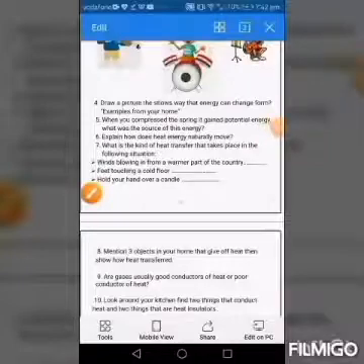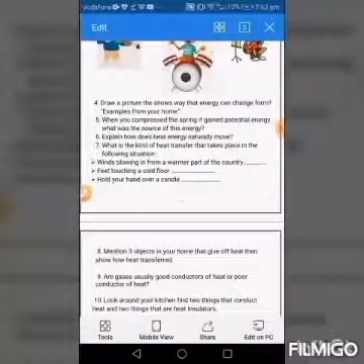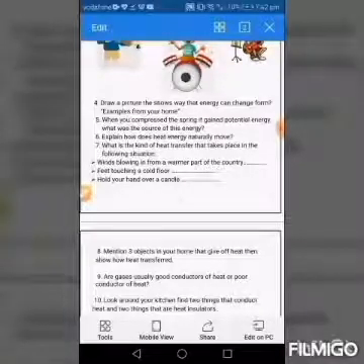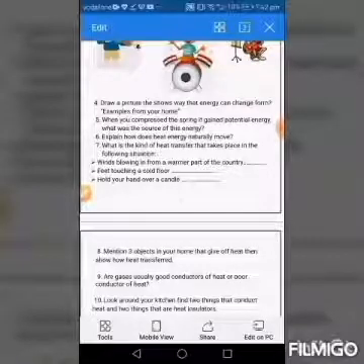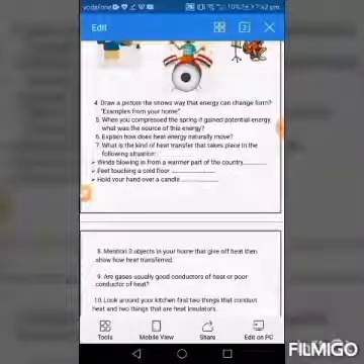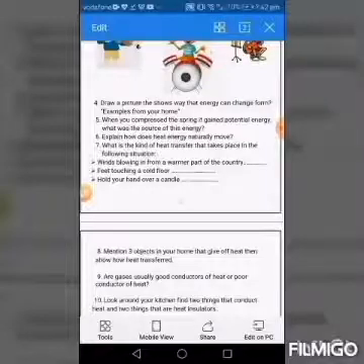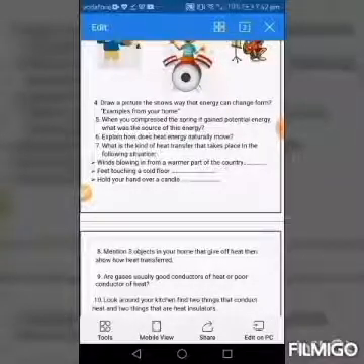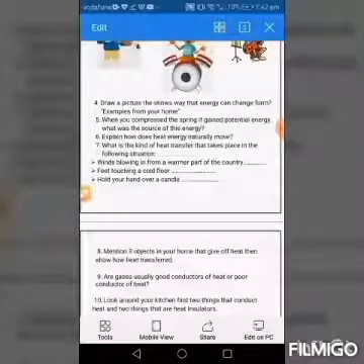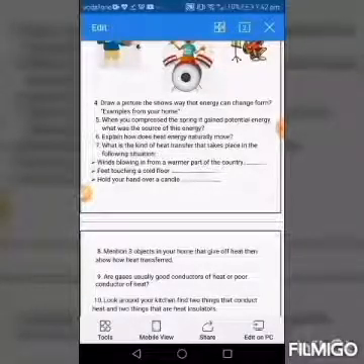Number 4, draw a picture that shows ways that energy can change form. Examples from your home. From your home, give me any device that shows how the energy transforms from one form to another. For example, the TV. We give it electrical energy and the TV changes it to sound, heat and light energy. Give me another example.